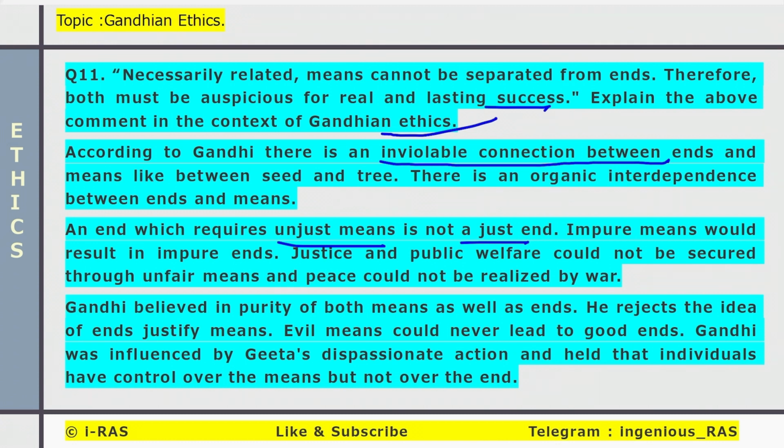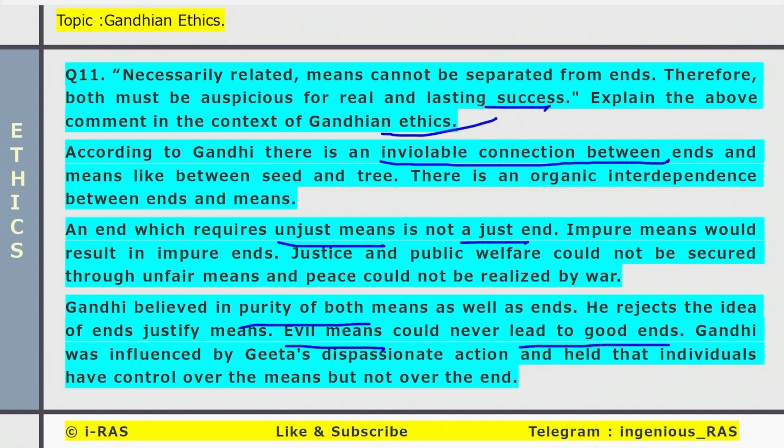Gandhi believed in purity of both means as well as ends. He rejects the idea of ends justify means. Evil means, unjustified or evil intention could never lead to good ends. If I am following a corrupt means to achieve a good end, it can't be possible. There has to be pure means to achieve a pure end.